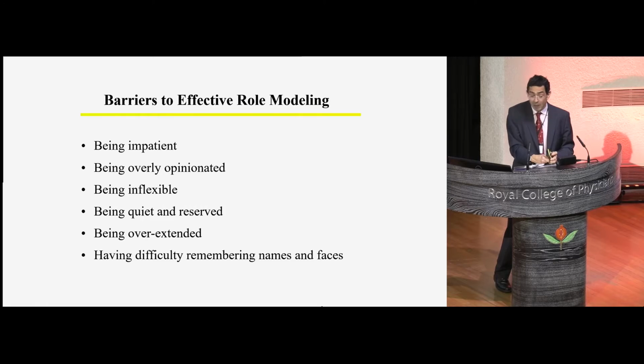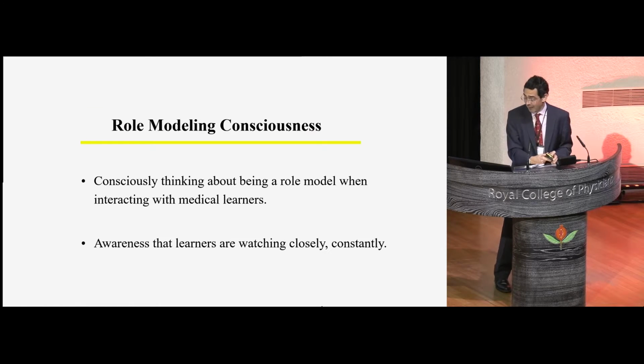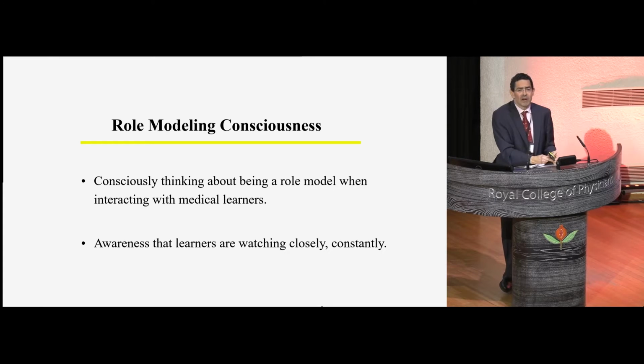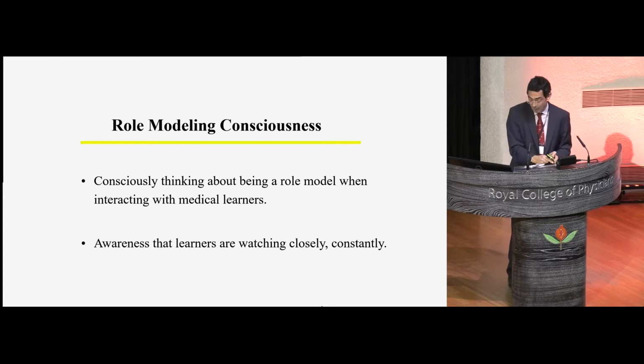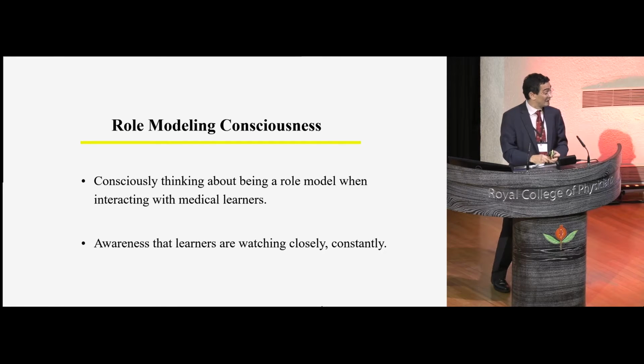Barriers to being a role model were being impatient, being overly opinionated, being overextended, things like not being able to remember names and faces. And then these role models talked about being conscious about being role models. They said they consciously think about the example they're setting when they're with learners, and they were really aware that people were watching them closely and that they had to conduct themselves with professionalism and decorum at all times.